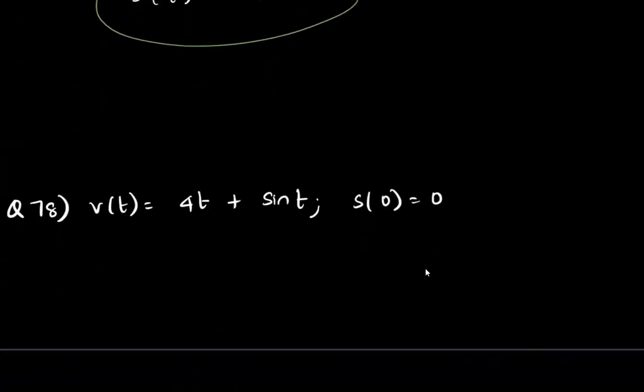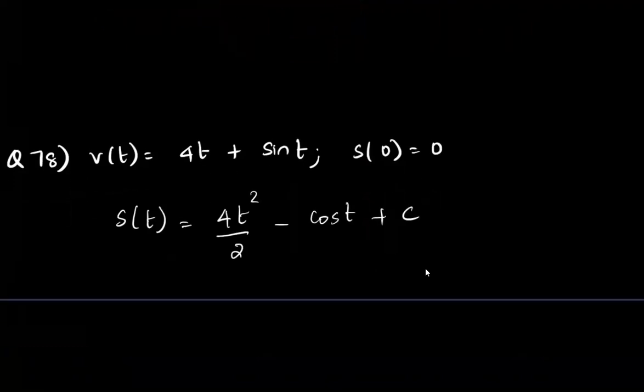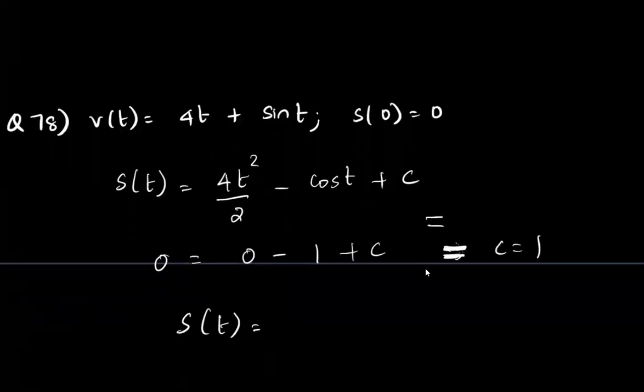So same thing here. Position is nothing but 4t squared over 2 minus cosine t plus c. So then I substitute 0 equals 0 minus 1 plus c, which means c is 1. So then I write my function s of t is equal to 2t squared minus cosine t plus 1.